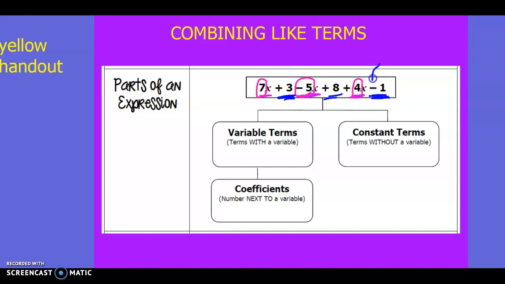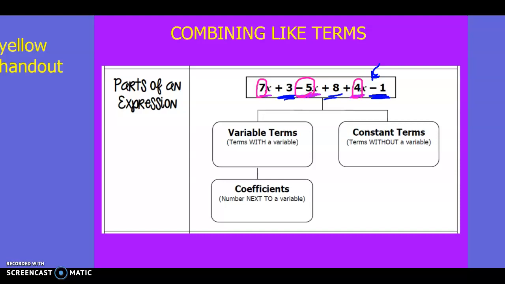Notice how I included that negative sign on my term. Some of you may say, is it a subtraction sign or is it a negative sign? And remember, we're trying to get away from thinking about it as a subtraction sign. That sign is considered a negative sign in front of the number. All right, so let's continue.